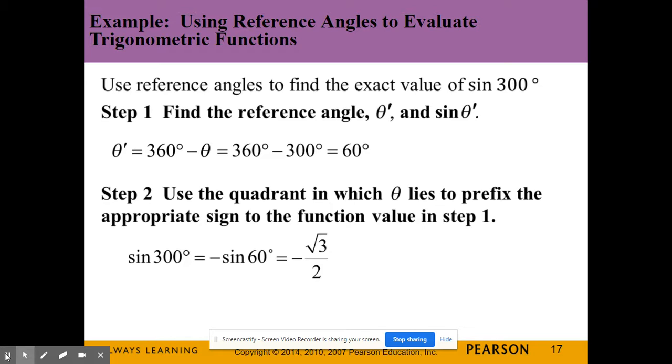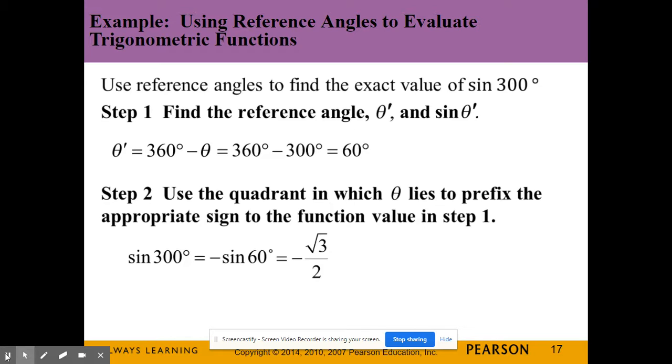So step 1 is to find the reference angle for 300. Well, 300 degrees is in the fourth quadrant. So you're going to do 360 minus that, and you're going to get 60. So the first step is just figuring out what is the reference angle. The reference angle for 300 is 60.